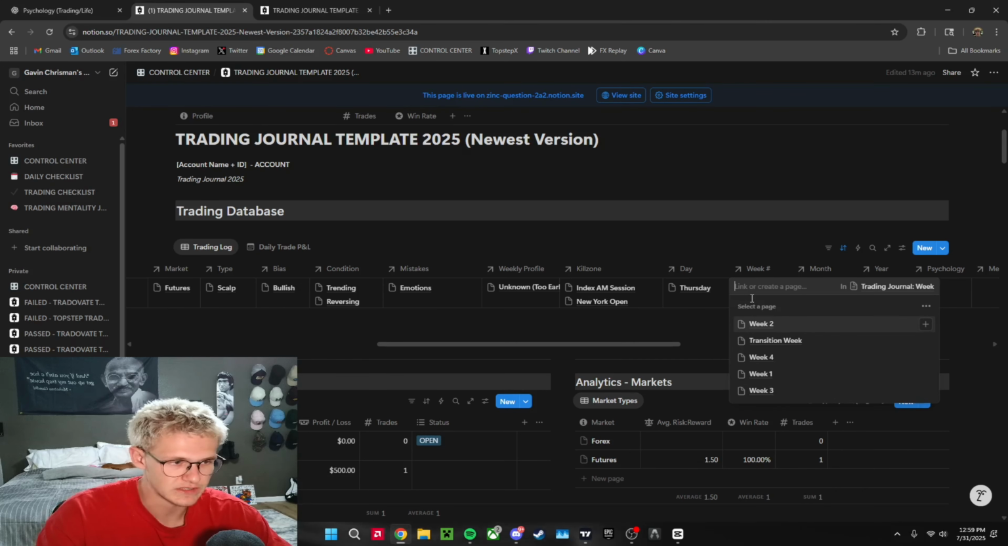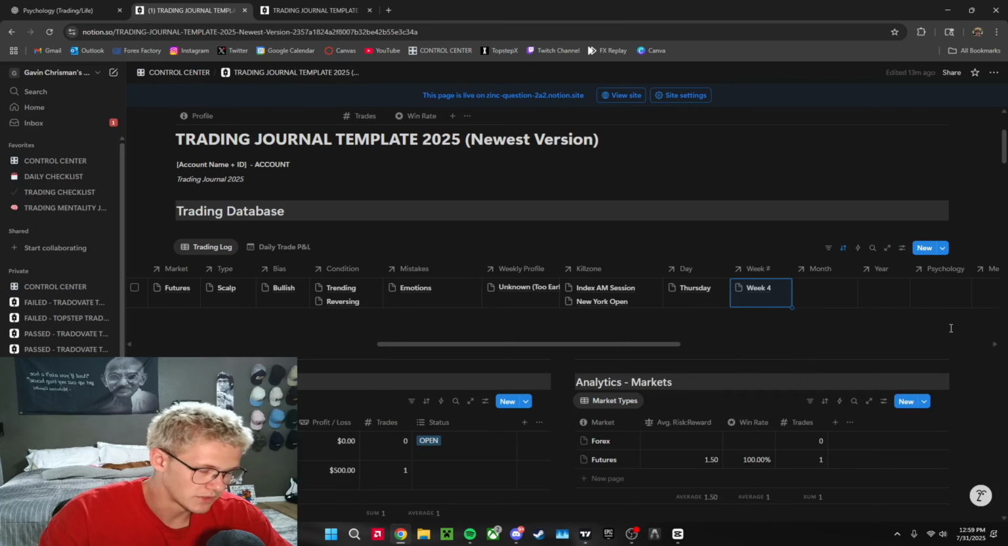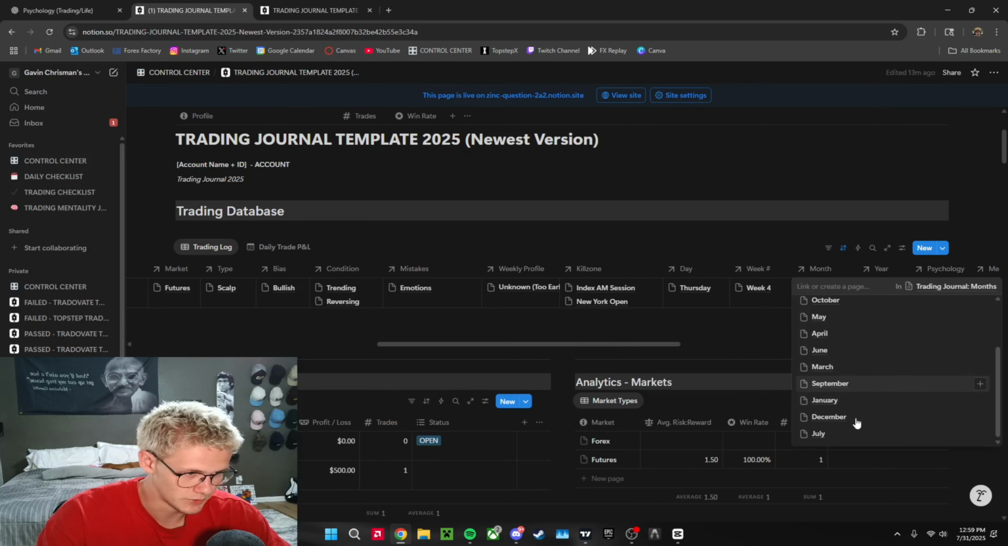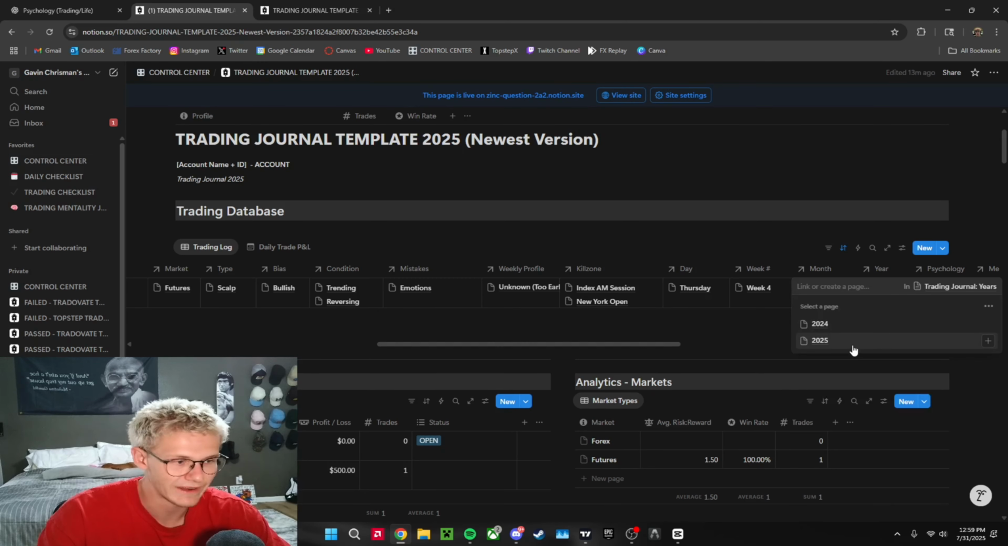This part really is not the most important. It's kind of just to figure out what weeks you trade the best during the month, because different weeks and different months have different price delivery and different news data, all stuff like that. So this would be a week 4 for me. What month is it? Super straightforward. What year is it? Can't mess this one up.